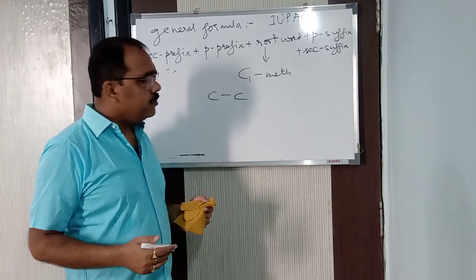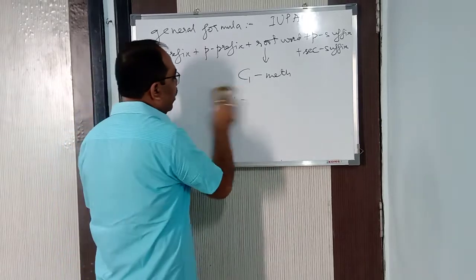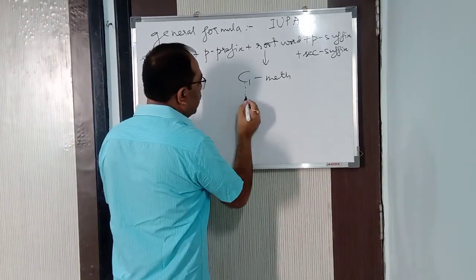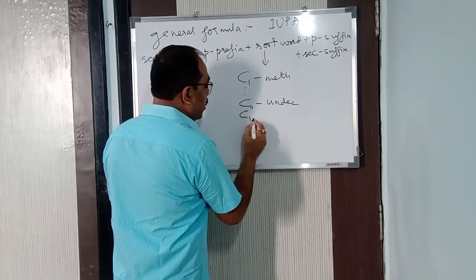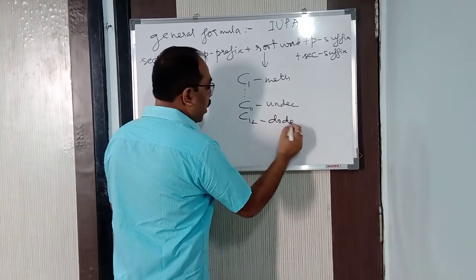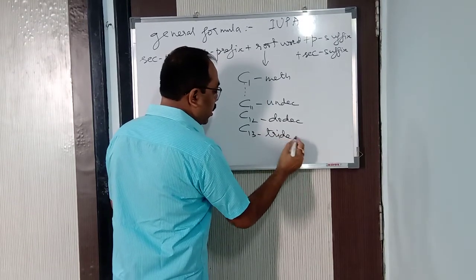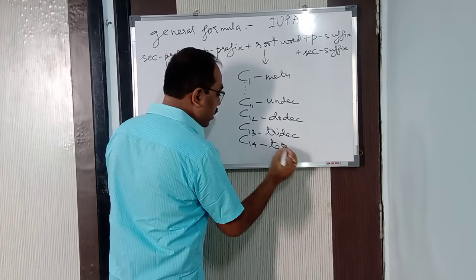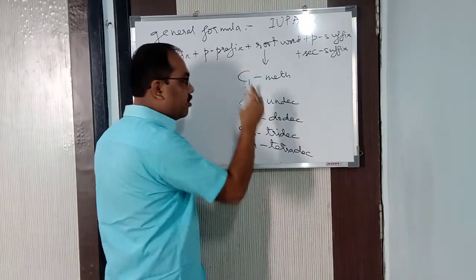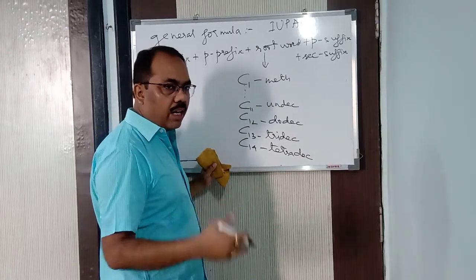Now, after that, what about C11? It is undec. Then C12, it is dodec. C13, it is tridec. Then C14, it is tetradec. In this way, you understood now. C15, pentadec, hexadec, heptadec, octadec, nonadec.